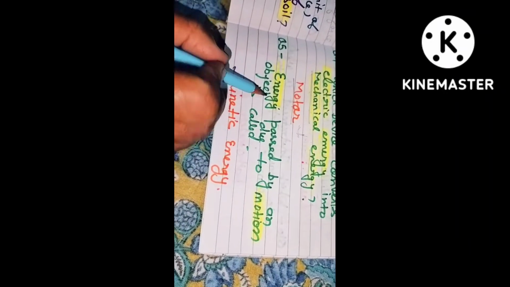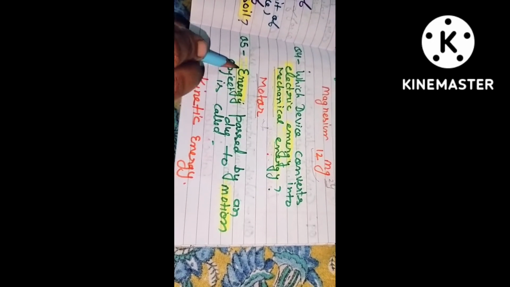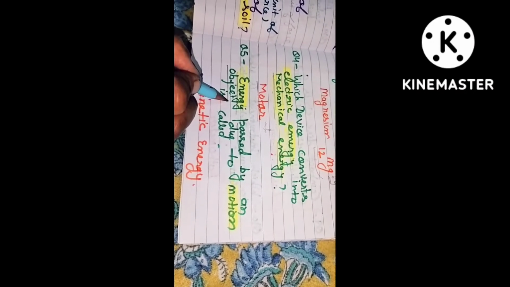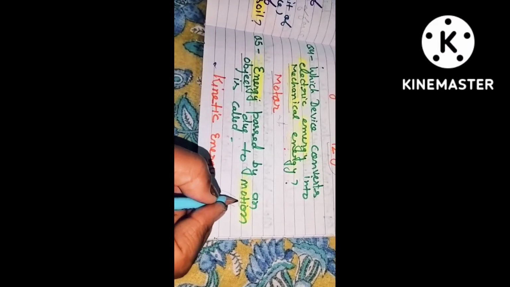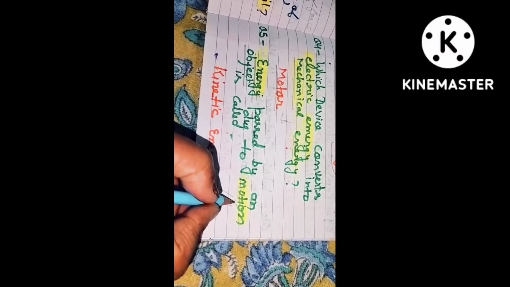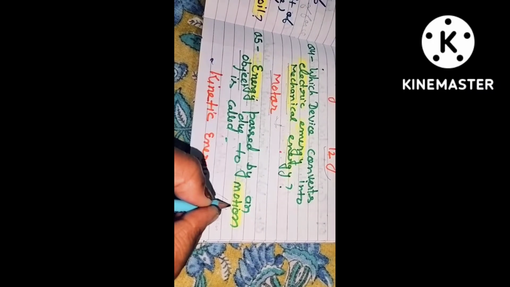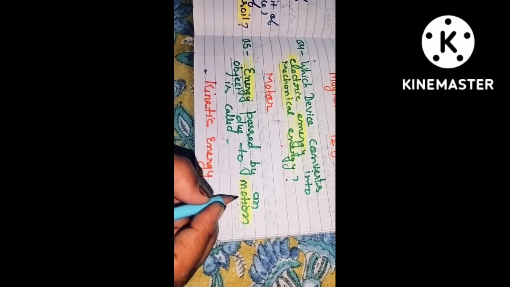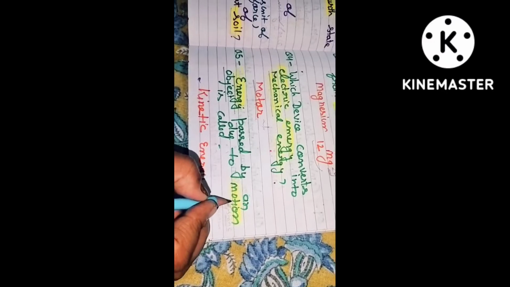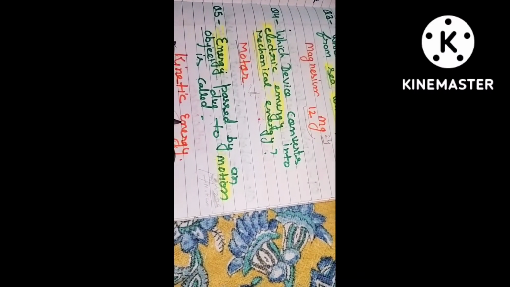Next, energy possessed by an object due to motion is called what? When the object is stable, in a static condition, it is not in motion, but when it is in motion it develops kinetic energy. This is called static energy and this is called kinetic energy.